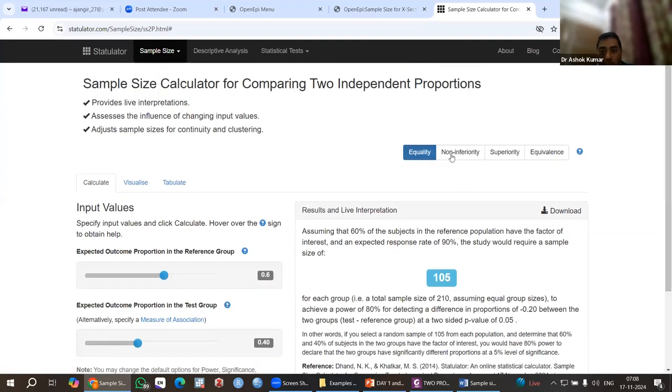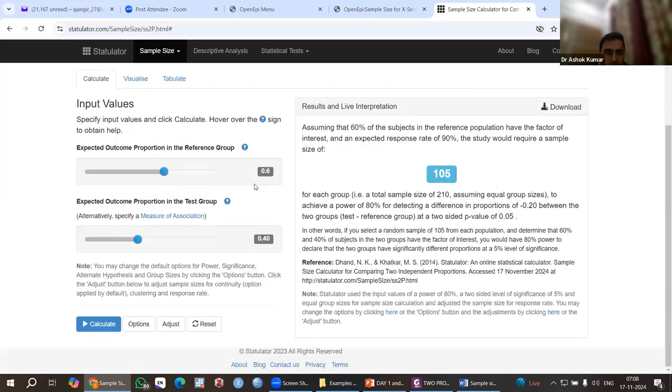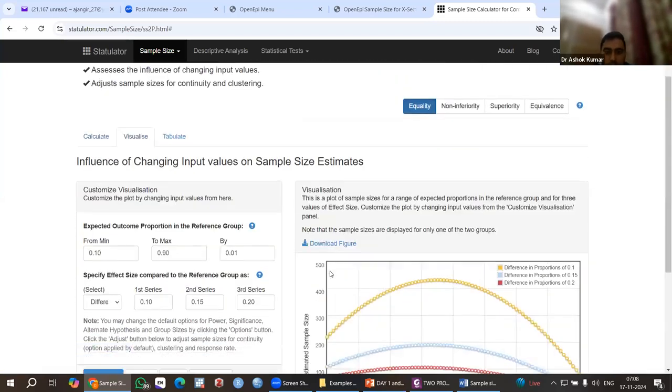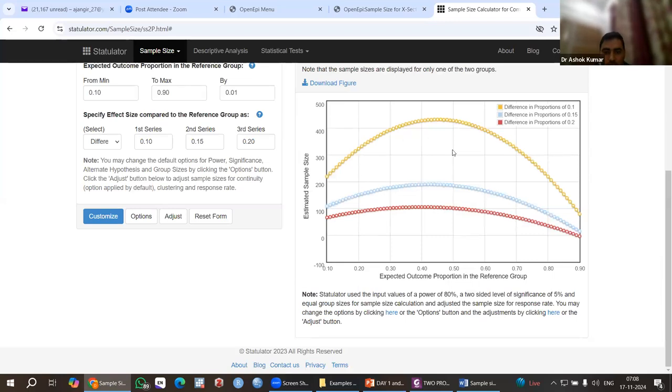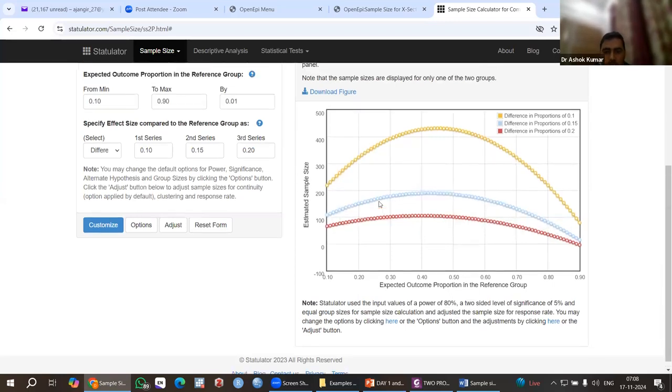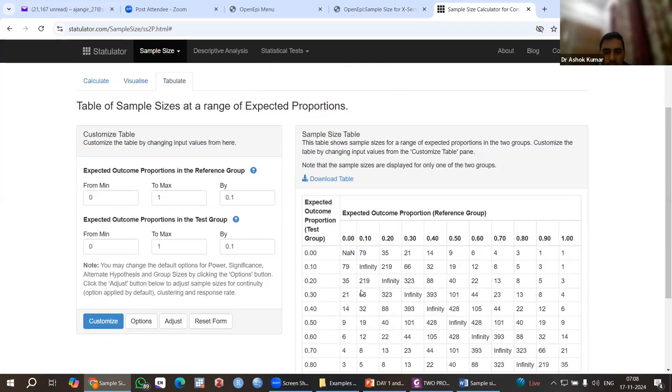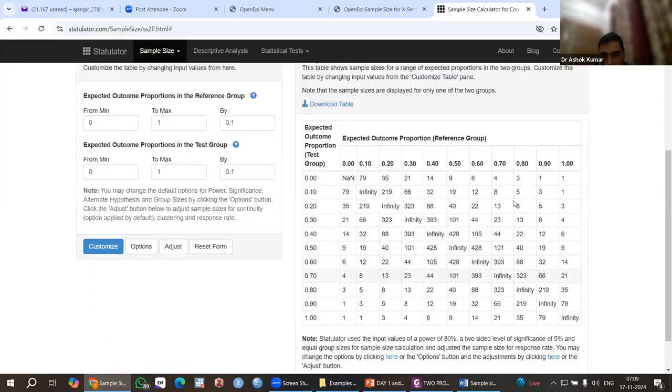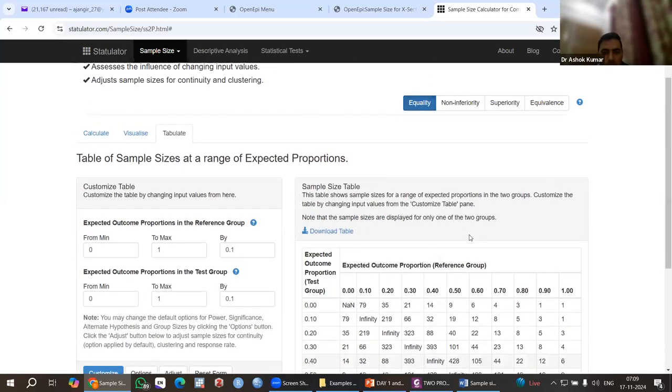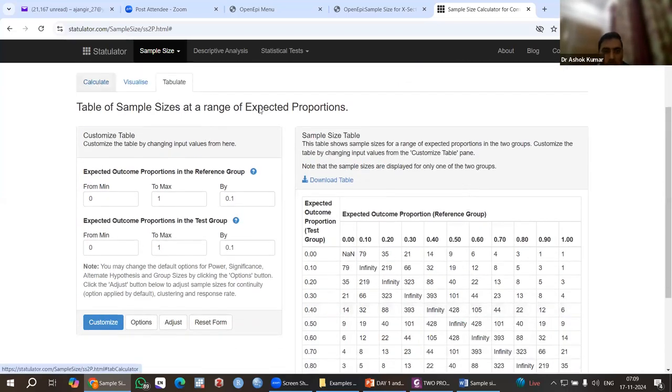If you want to calculate sample size for non-inferiority, superiority, and equivalence designs, you can do it using this, but that is beyond the scope of this workshop. We will do a later workshop about non-inferiority and superiority trials. So this is for equality. You can visualize these results using this. This is the expected outcome. You can tabulate this number of participants you have to recruit for your study. You have to read these things, but the main thing is what we have to use.